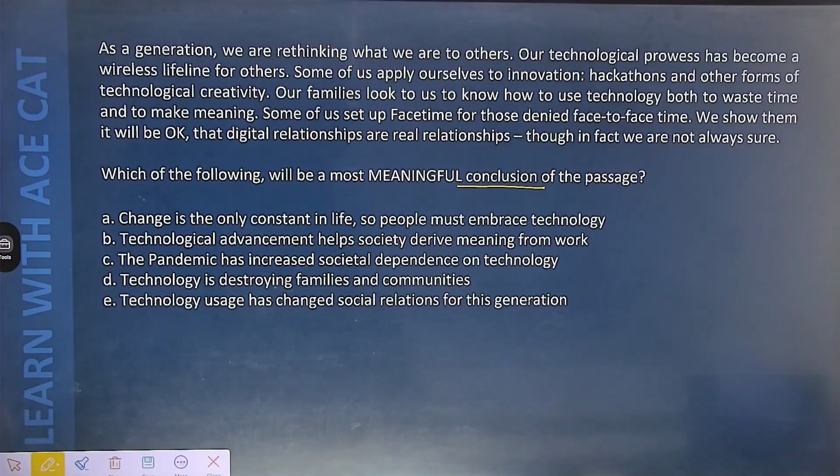Coming on the first one, change is the only constant in life, so people must embrace technology. Not at all. Technological advancement helps society derive meaning from work. Not at all. Try to understand. Even the second option is not correct. The approach which is given in the paragraph, we need to ultimately catch it. Third option, the pandemic has increased societal dependence on technology. Anyway, there is no discussion about the pandemic.